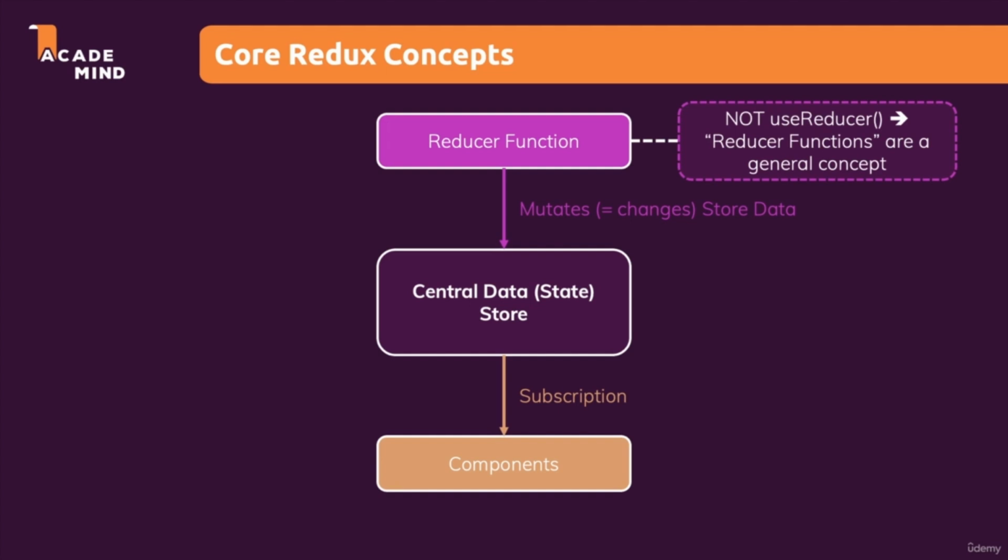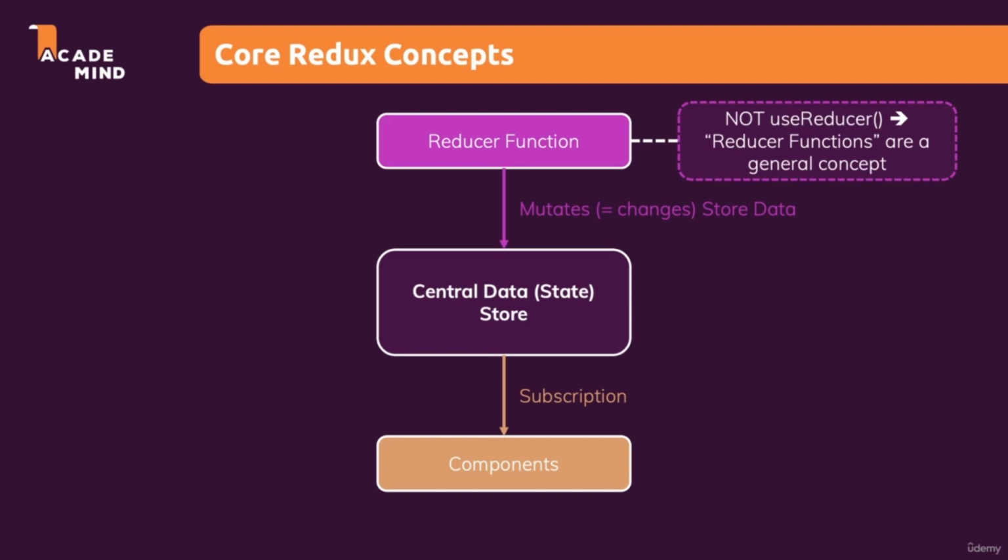Okay, so we have a reducer function which is responsible for updating the store data, and we have components that subscribe to that data. How do we now connect components and that reducer function? Because ultimately, it will of course be the components that should trigger a data change. It is, for example, a click on a button in a component that should trigger some data change. So how do we connect that?